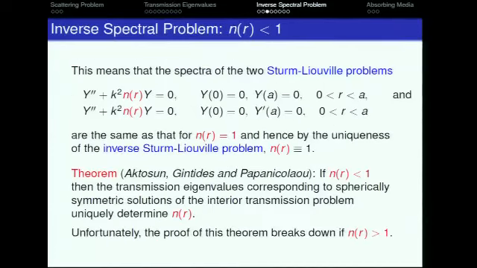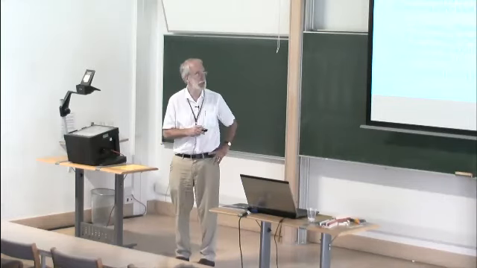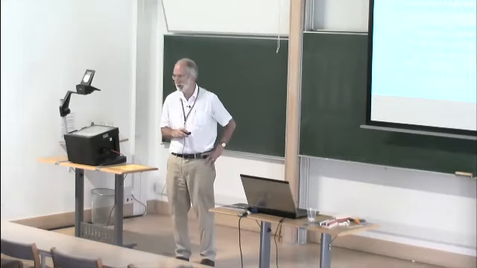further, using that basic idea, that if n of r is less than 1, then the transmission eigenvalues corresponding to spherically symmetric solutions of the interior transmission problem uniquely determine n of r. But here, when they say that, they're including the complex transmission eigenvalues. If you exclude the complex transmission eigenvalues, then it's highly unlikely that it will uniquely determine n of r. But if you consider all of them, then you have that.